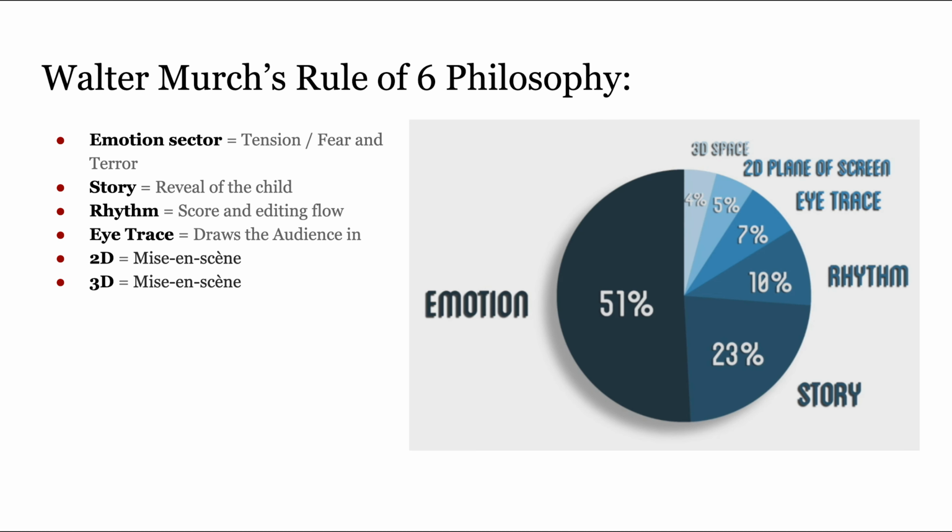Finally, Walter Murch's rule of six philosophy is used within this sequence, as the scene is comprised of six sectors. The tension, which makes up more than half of the scene and conveys an emotion of fear and anxiety. The story, which is the climax of the baby reveal scene. The rhythm, which is used in both the flow of the scene and the music. The use of eye trace, which is used to draw the audience's attention towards the cult members and Rosemary's reaction. And finally, the last two sectors, which are comprised of the 3D and the 2D space, which is occupied by the mise-en-scène on screen.